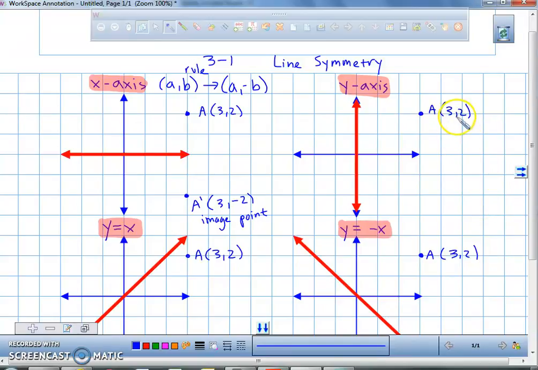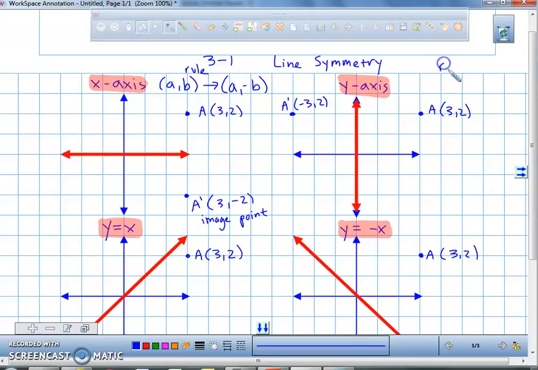Does anybody want to tell me where the image point would be for this point A, which is at 3, 2? We go across the y-axis. Anybody? You can raise your hand if you want. Go ahead, Tori. Negative 3, positive 2. Very good. So we're going to put it right here. We'll call this A prime. Say negative 3, positive 2.